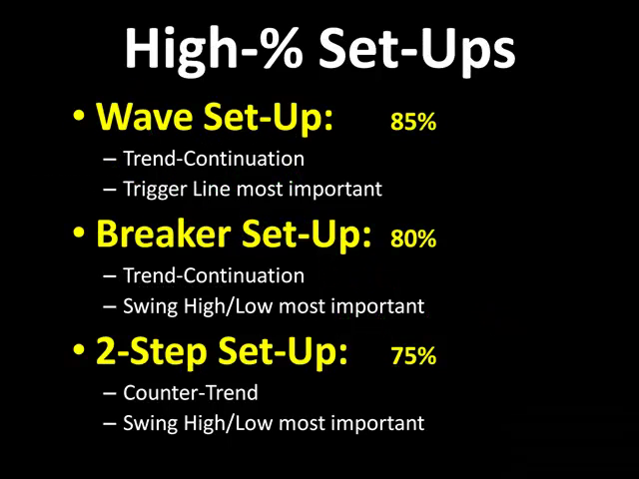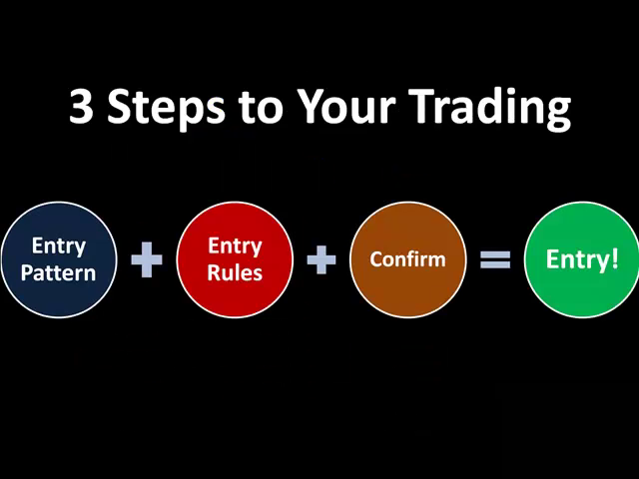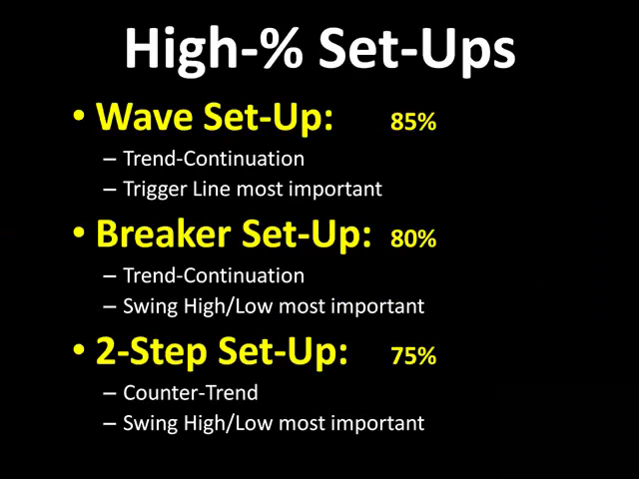So in closing, we have three main patterns: the wave setup, the breaker setup, and the two-step setup. The wave setup and the breaker setup are trend continuation patterns trading with the trend, and the two-step setup is a counter trend trade. We've got lots more information to go along with these patterns, because remember, we have three specific steps to your trading. See the entry pattern first, entry rules second, look for the confirmation, and then pull your trigger. We'll have more videos coming on the entry rules themselves, but this tells about our three high percentage setups.